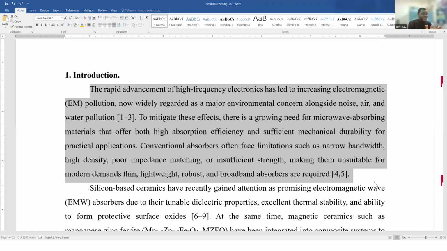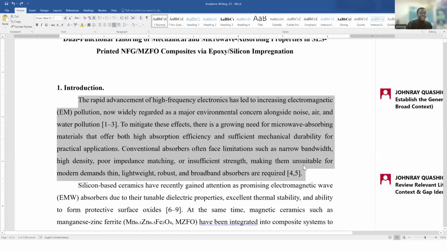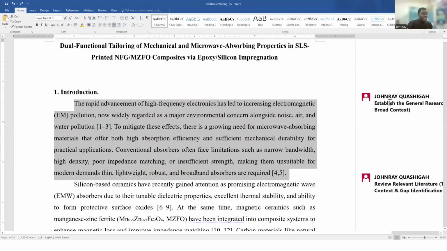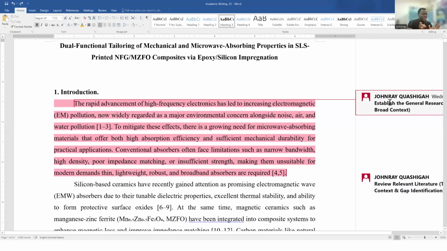Yeah, so in this first aspect of it, the person has made it broad. He has stated the broad knowledge. He has established the general research or a broader context of it. So I've put the comment here to say he has established the general research broad context. So broad, the person has stated that it has been done already. Very broad one. So if you are writing your paper or your research article, this part of your introduction must be like this. You must state the broader knowledge.